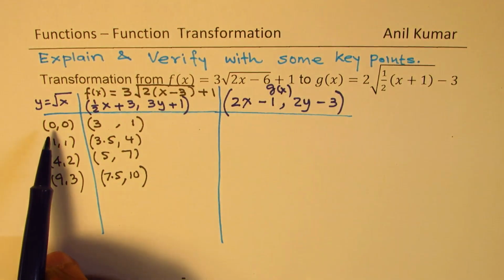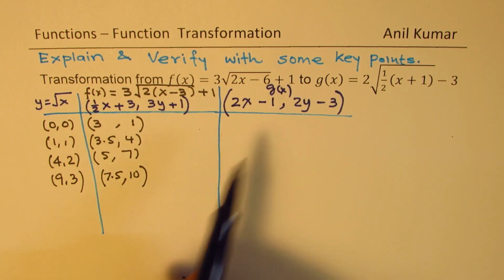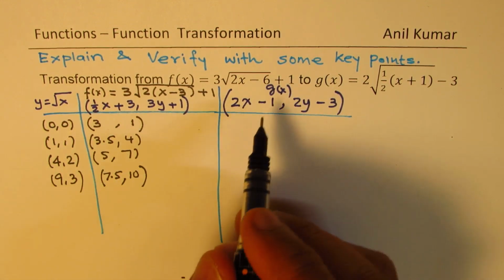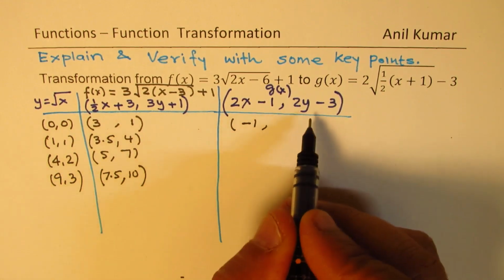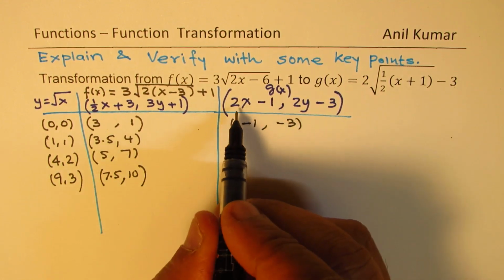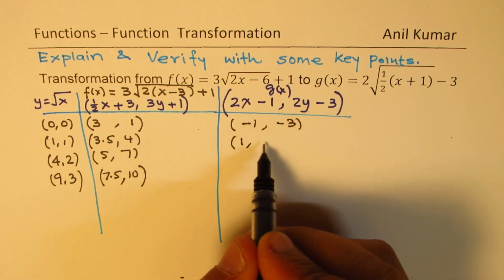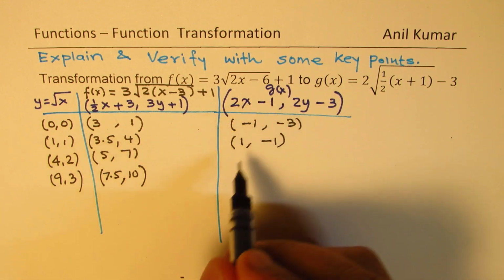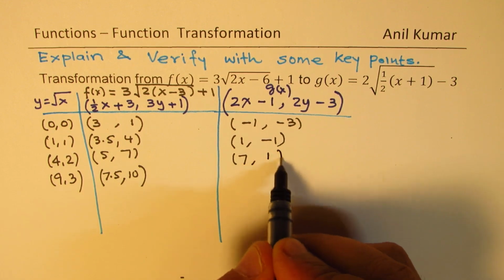So any point which is on our parent function will have an image like this on f of x, and we'll now calculate the points on g of x. So multiply x by 2 and then take away 1. So we get here minus 1, and 0 times 2 minus 3 will give us minus 3. The second point, (1, 1), will become 2 minus 1 as 1, and 2 minus 3 is minus 1. Then 4: 4 times 2 is 8, 8 minus 1 is 7, and 2 times 2 is 4, 4 minus 3 is 1.